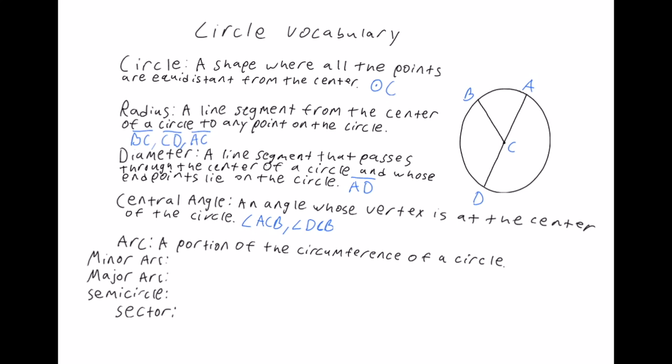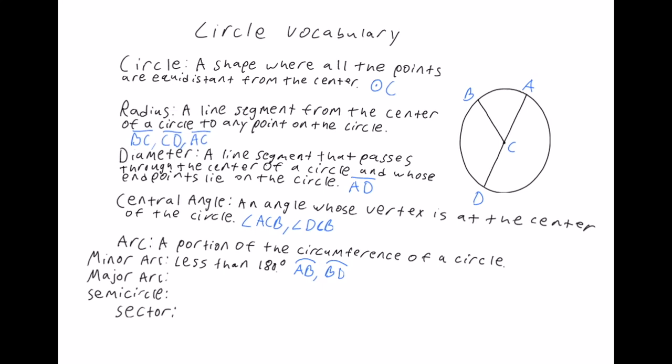An arc is a portion of the circumference of a circle, so it's only a part of the circumference instead of the whole thing. Now, there are different kinds of arcs. First, the minor arc, which is less than 180 degrees. So you could do this arc here or this arc here. And you name these with 2 letters, such as AB and BD, with the little arc over them.